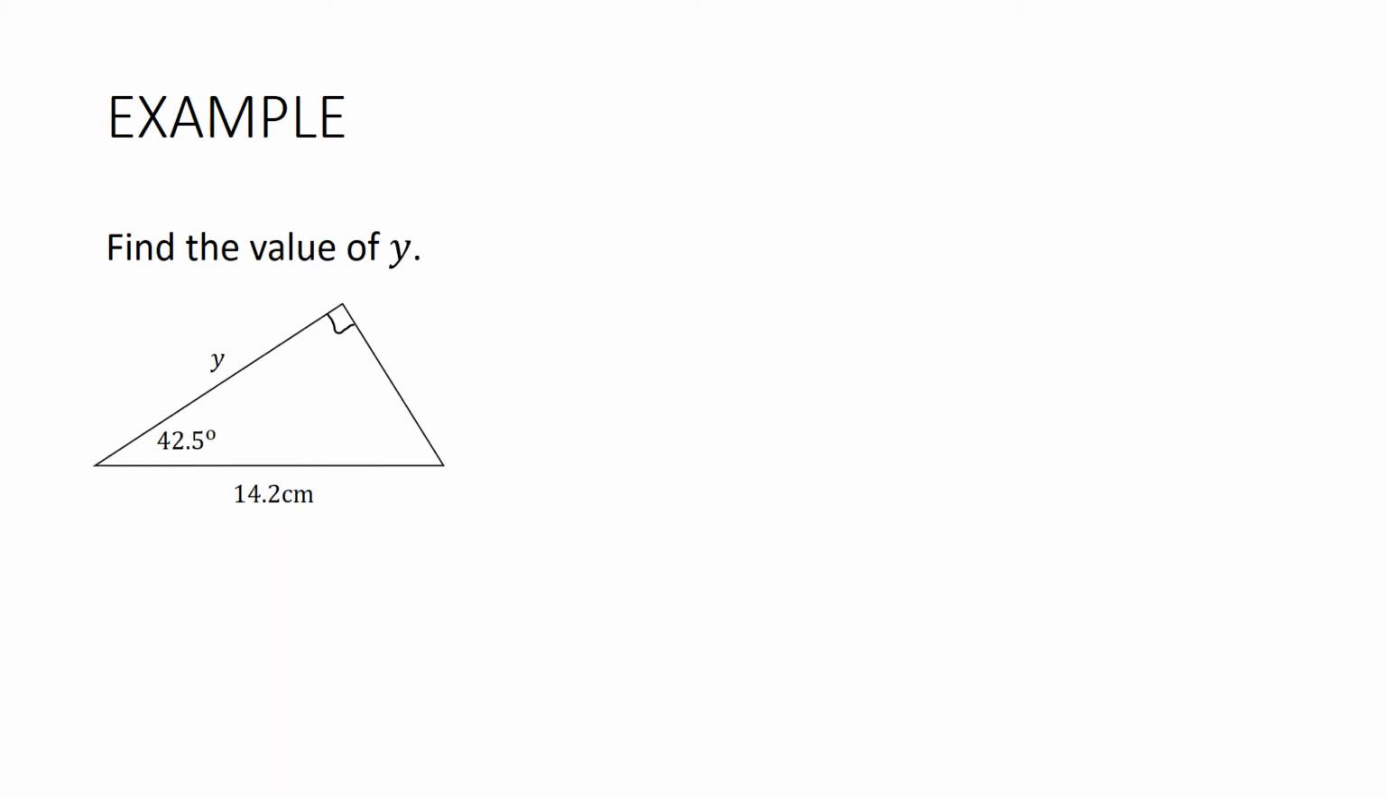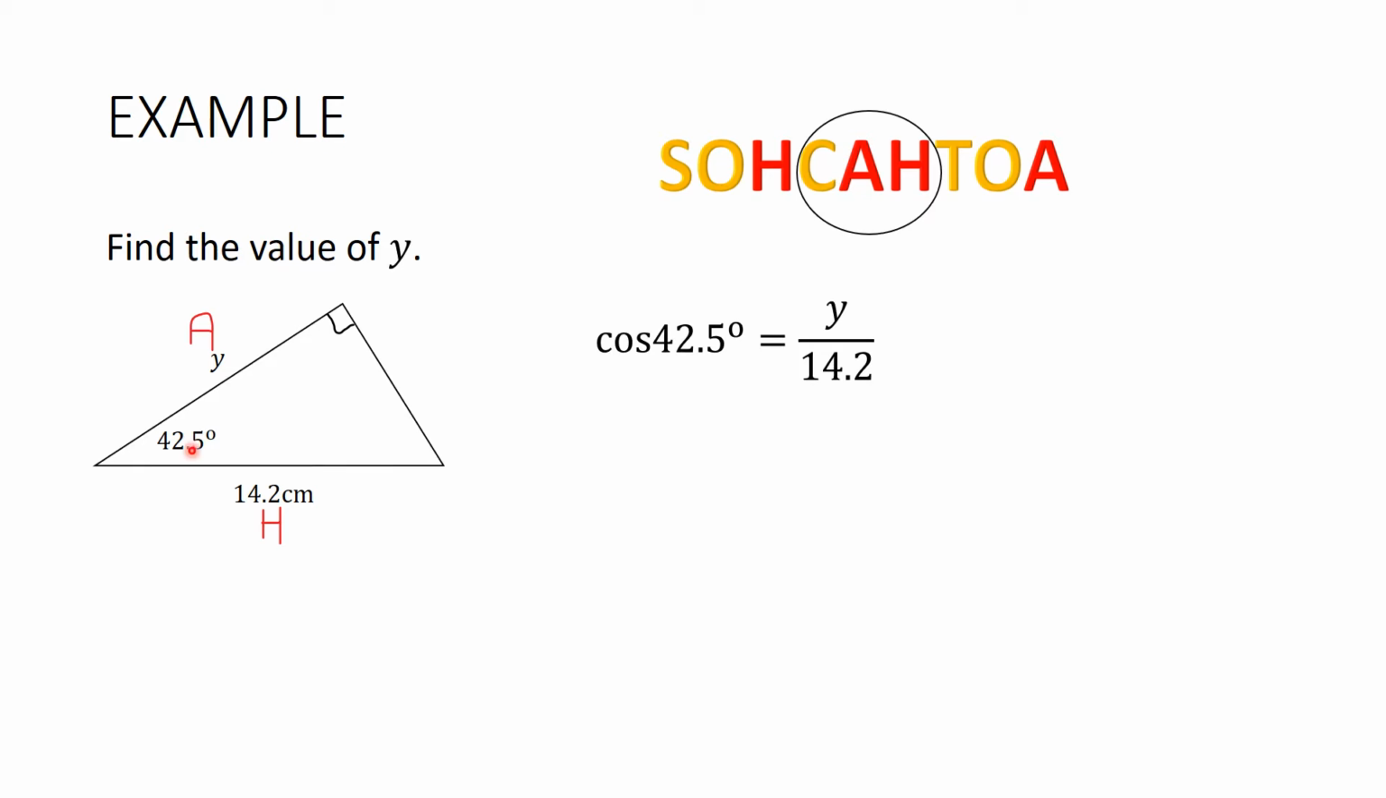Let's try another one. Find the value of y. Okay, so let's label the sides. Here is the hypotenuse, and in terms of the angle that I have, this is the adjacent side. So I've got adjacent and hypotenuse. All right, let's write down SOHCAHTOA, and this time I'm going to be using cos because both sine and tan need the opposite side, and I don't have the opposite side. So cos of the angle equals adjacent over hypotenuse. So cos of this angle is equal to adjacent, which is y, over the hypotenuse, which is 14.2.